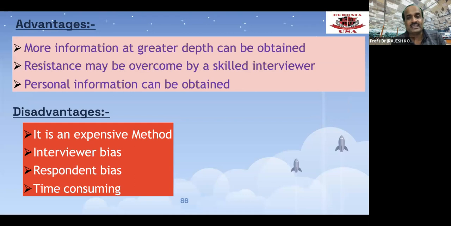Resistance may be overcome by a skilled interviewer. Personal information can be obtained. Sometimes they will not reveal it or will hesitate at the time, but if you maintain a very good rapport, we will use a solar model to view this.